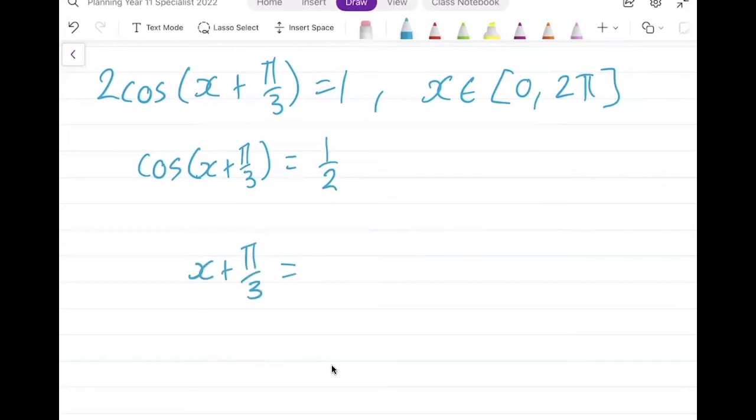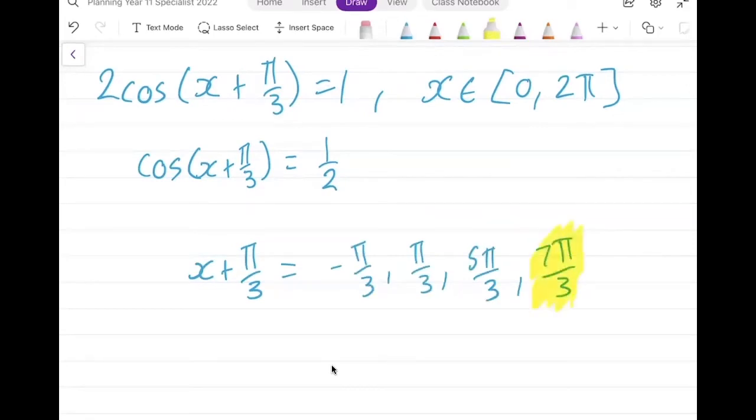That's going to equal whatever angle I have for cosine that gives a positive half. So that's going to be negative pi on 3, 5 pi on 3, and also I may as well just include 7 pi on 3. The reason I feel it's good to include 7 pi on 3, even though that looks like it's outside of that domain, is because I'm adding pi on 3 here. To get a value for x, I need to subtract pi on 3 from everything on my right-hand side. So you can see I've included one value before my domain, which is before 0, and this value is after 2 pi.